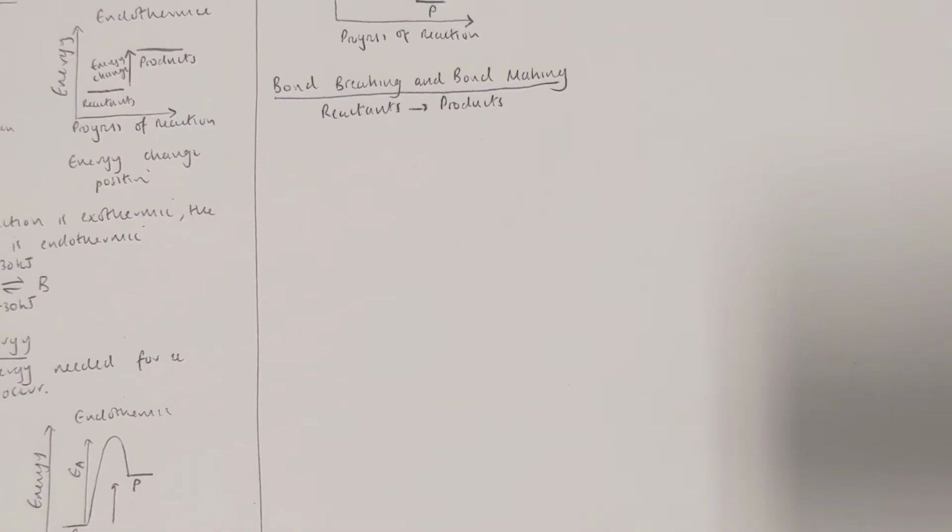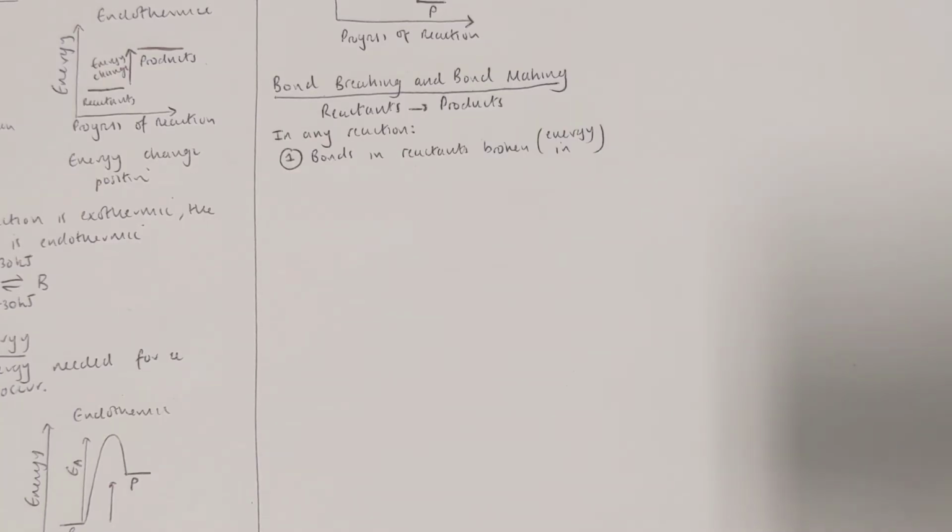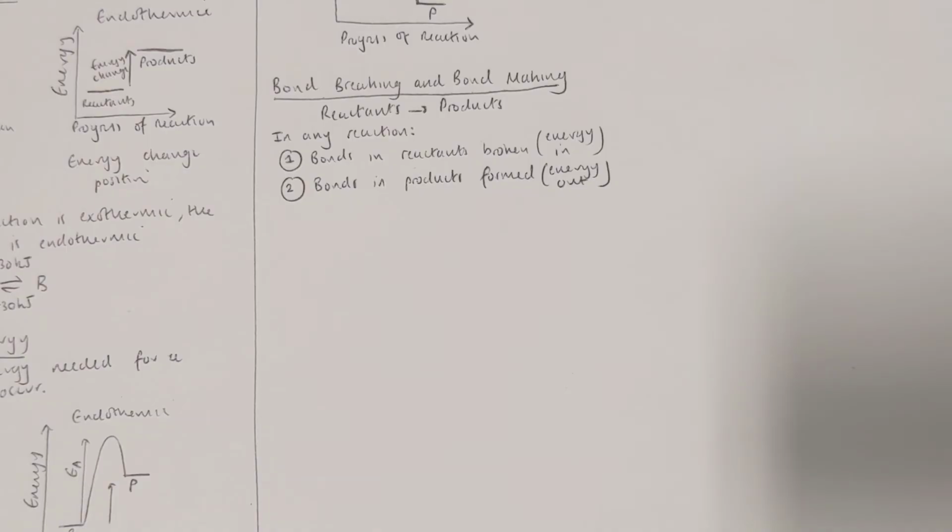Now, in every single chemical reaction, two steps or two stages have to take place. The first step is that the bonds in the reactants have to first of all be broken apart, and that takes energy in from the surroundings. And the second stage is that new bonds have to be formed in the products, and that gives out energy.